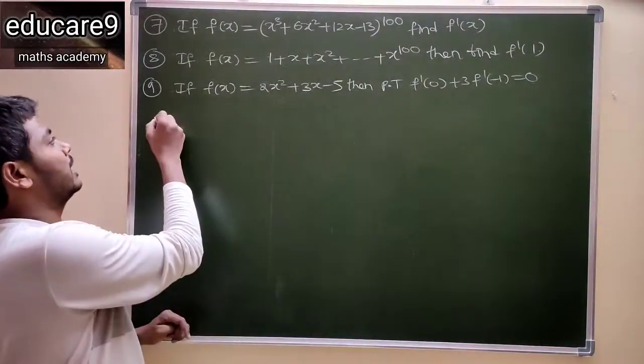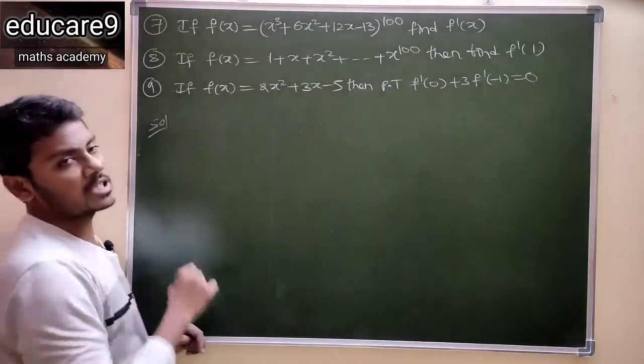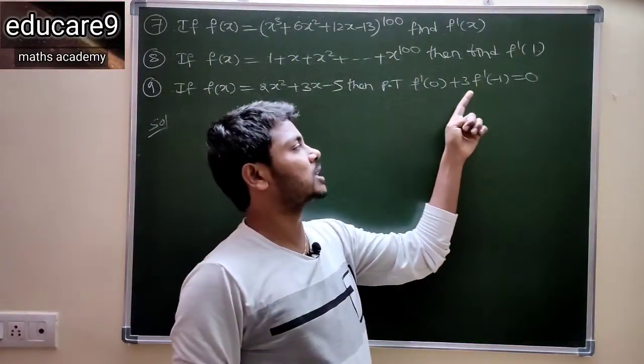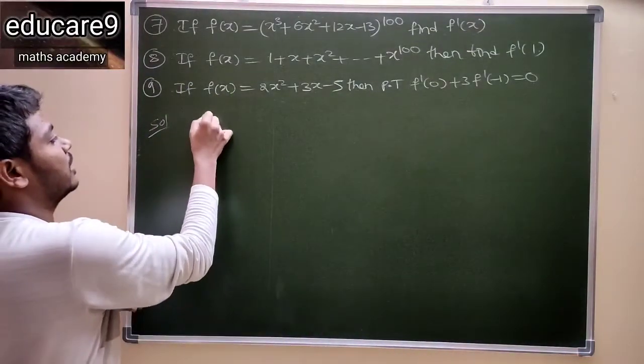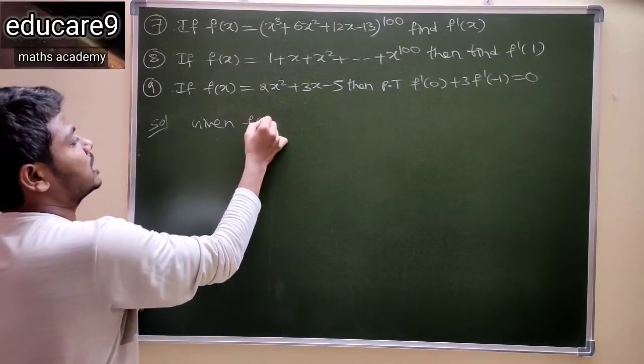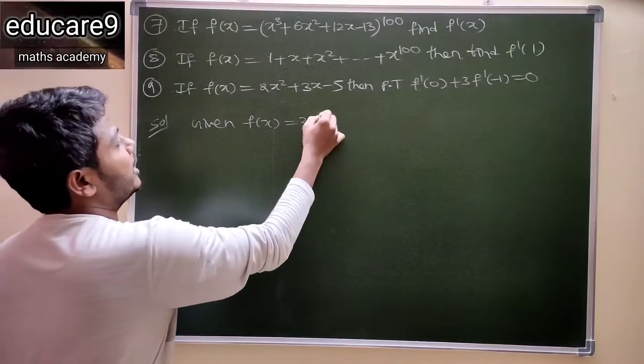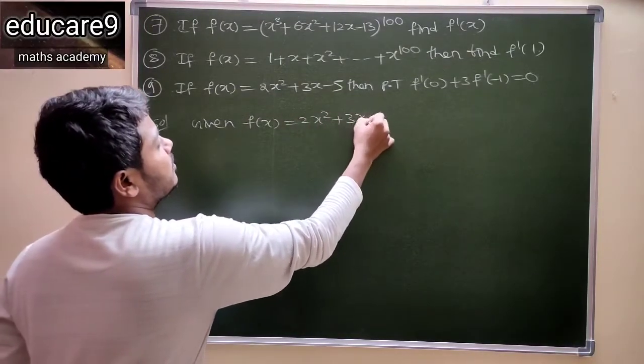So see the question number 9. f of x is given and prove that f dash of 0 plus 3 f dash of minus 1 equals 0. See here, given f of x is equal to 2x square plus 3x minus 5.